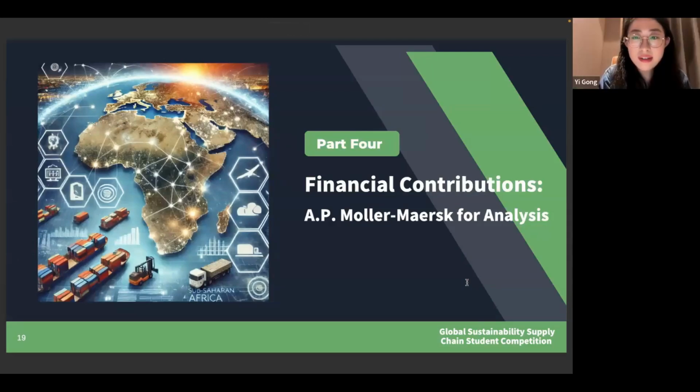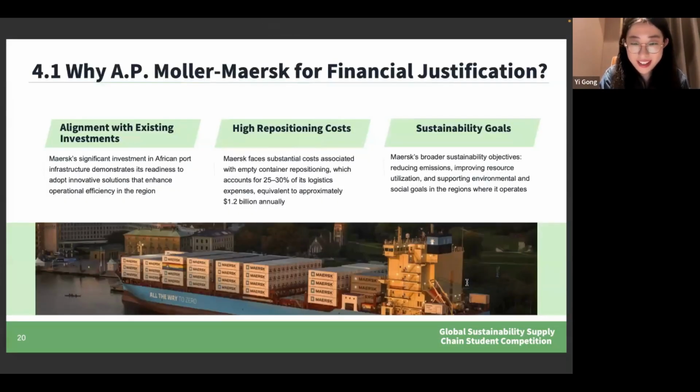Okay, next we're going to discuss the financial justification, and we chose Maersk for a case study. There are 3 reasons why we selected this firm. First, it is an industry leader and it has a huge investment in African ports. Second, it is subject to great repositioning costs, which account for up to 30% of their logistic cost. Thus, our platform will be financially relevant to this firm. Third, our project aligns with the interest of their long-run sustainability goal.